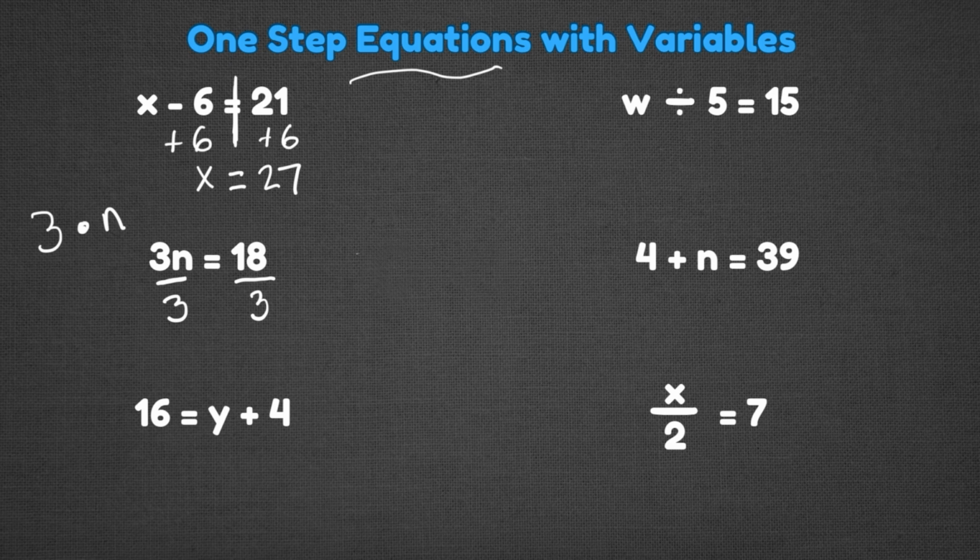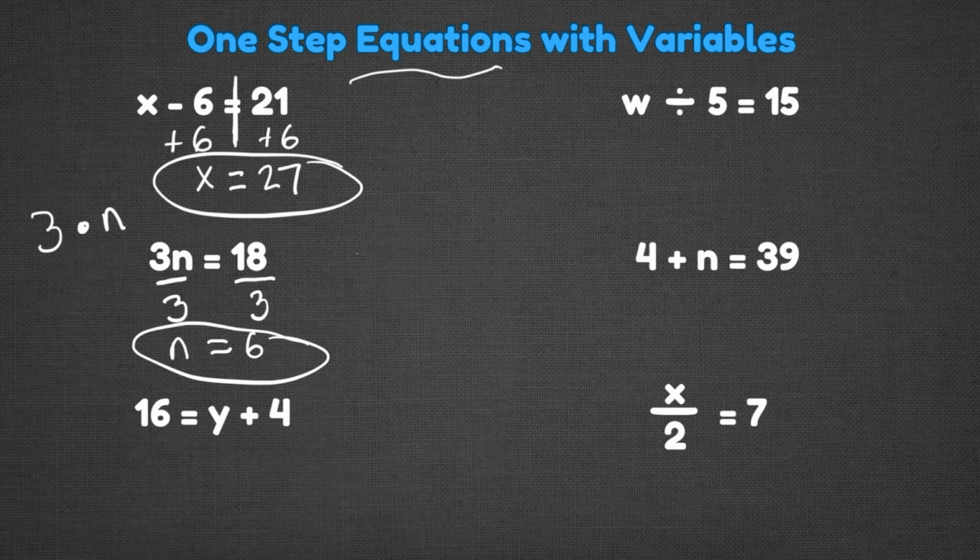The answer here is 3 over 3 is 1. 3 divided by 3 is 1. So I have n. I bring down the equal sign. And 18 divided by 3, or 18 over 3, is 6. Forgot to circle this one up above.